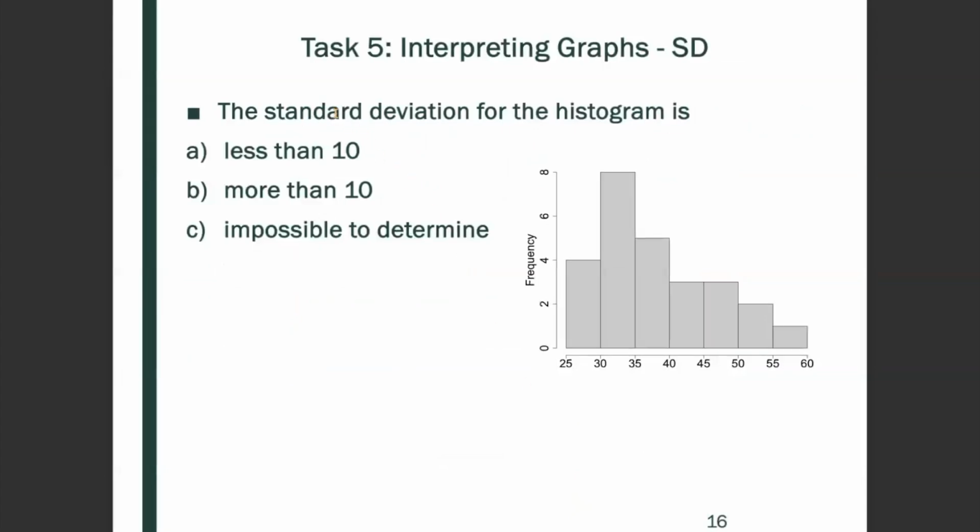Okay. Task 5: the standard deviation for this histogram is less than 10, more than 10, or impossible to determine. A rule of thumb to estimate the standard deviation is to take the range and divide it by 4. Here, the range is the maximum minus the minimum. The max is 60, the minimum is 25, so that's 35, and we're going to divide that by 4 to estimate the standard deviation. So 35 divided by 4 is 8.75, which is less than 10.